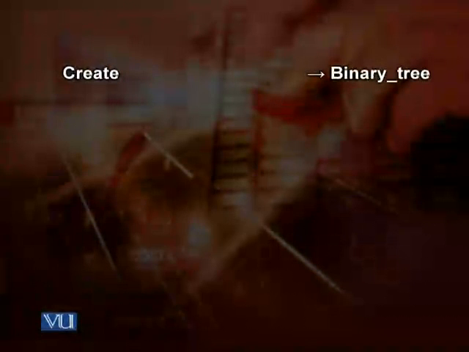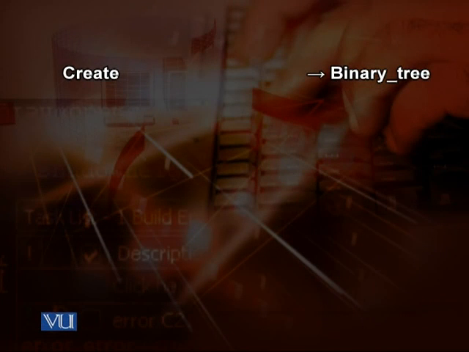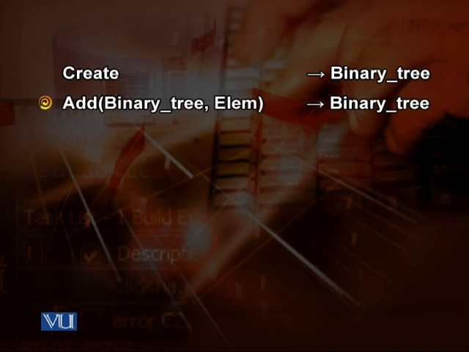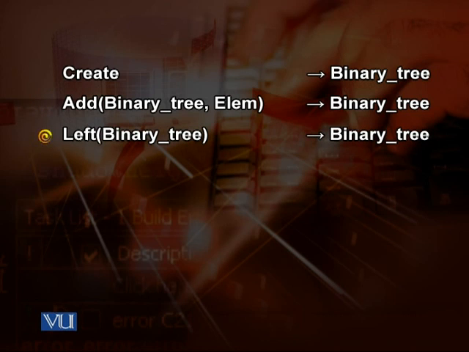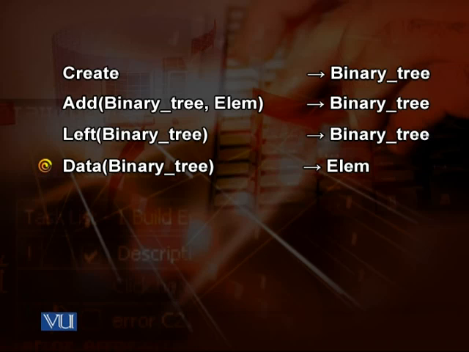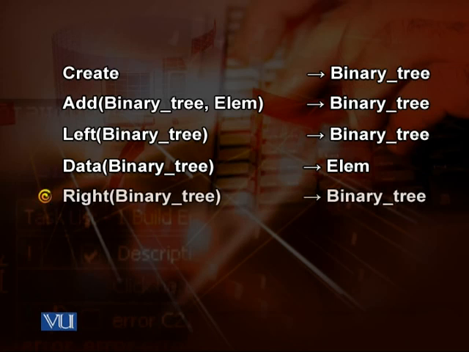So the methods that are supported by this binary search tree are create, which creates an empty tree; add, which takes a binary tree and an element, and adds a node to the binary tree using the usual ordering principle. Then we have left of binary search tree, which returns the left subtree of the top of the tree. Then we have data of binary search tree, which returns the value of the data element at the top of the tree. Then we have right of binary search tree, which gives us the right subtree.